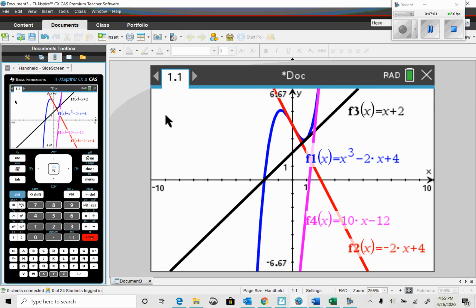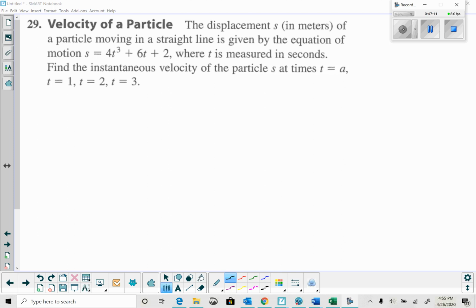Yay, color. My answer key is not in color. That looks like a confusing picture. This one I think looks a little bit better. Let's go on to 29.